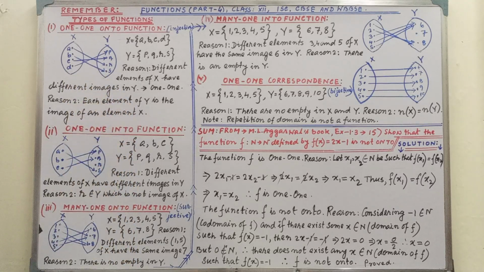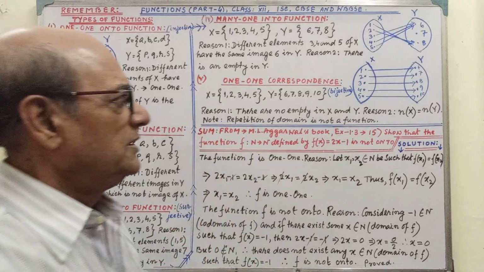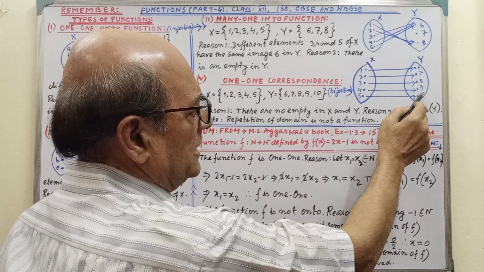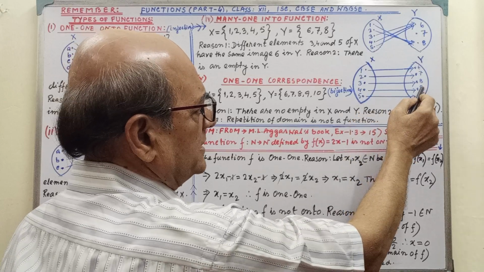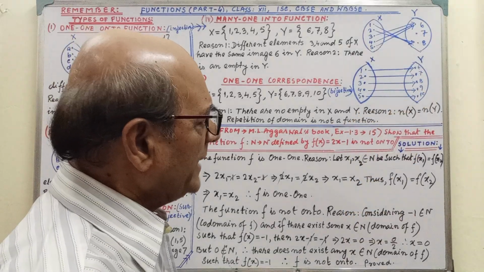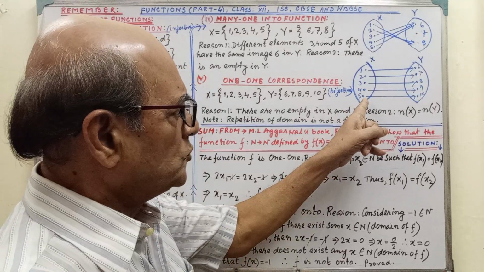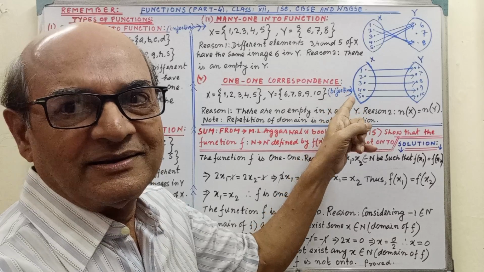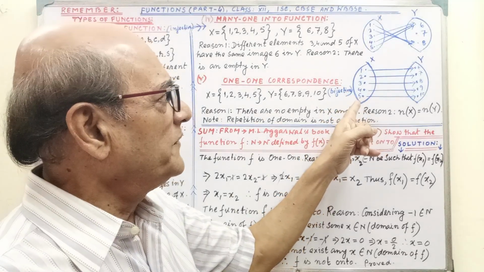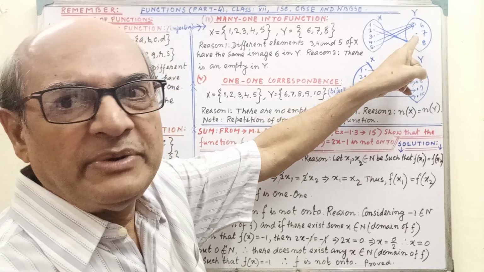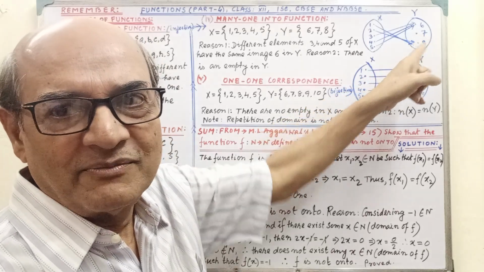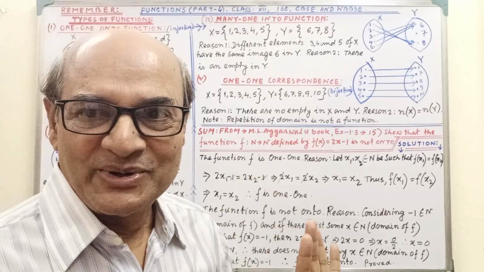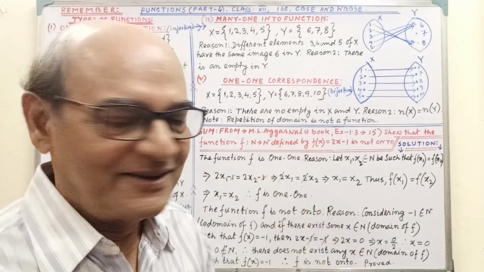In all the cases, suppose from 5 we are getting an image here, and from 5 we are getting an image at 9. That means the domain is repeating, 5 we are getting 2 times. This is why this will not be a function. Range may repeat, that will be a function, but domain will not be repeated. That you have to remember. I think it is clear.